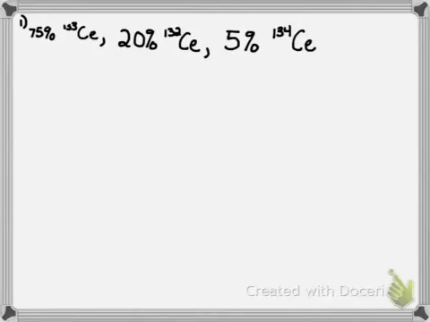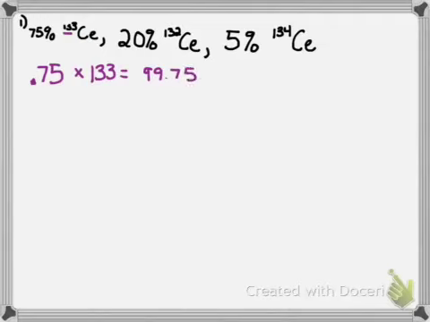So for 75% 133 cesium, we're going to take 0.75, because that is 75% written as a decimal, and multiply it times the mass of that isotope, which is 133. Multiplying 0.75 times 133 gives us 99.75.